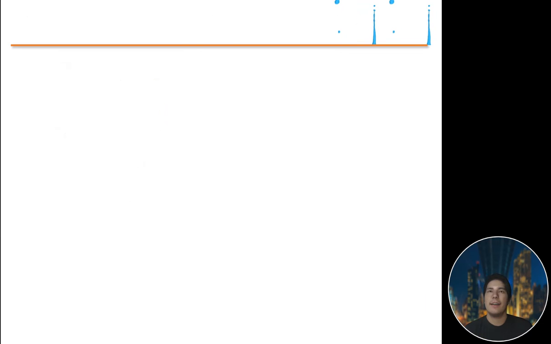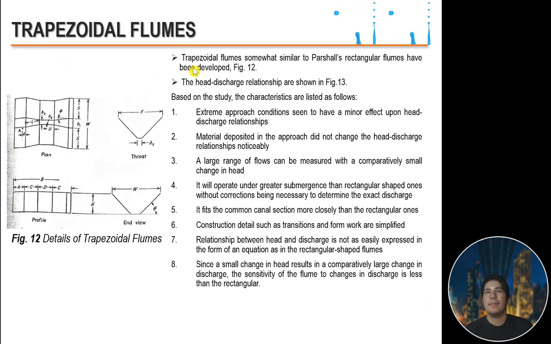So aside from that, we also have the trapezoidal flume. Trapezoidal flumes are somewhat similar to partial rectangular flumes. As shown here in the figure are the details of the trapezoidal flume, and the head and discharge relationship are shown in the figure. Based on the study, the characteristics follow. We have 1 to 8.